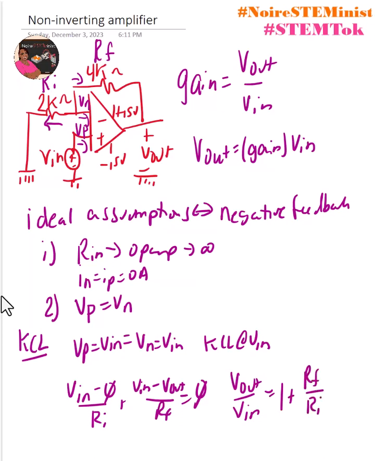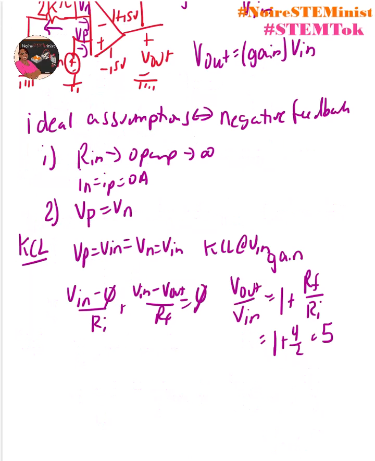So what this tells you is that this is a pure amplifier because the gain can never be less than 1. For the circuit I have here, 1 plus 4 over 2 means that the gain for this non-inverting amplifier is 5. Since it's a non-inverting amplifier, if you put in a positive value, you get out a positive value. If you put in a negative value, you get out a negative value, and you recognize it as non-inverting because the input voltage is at the positive terminal.